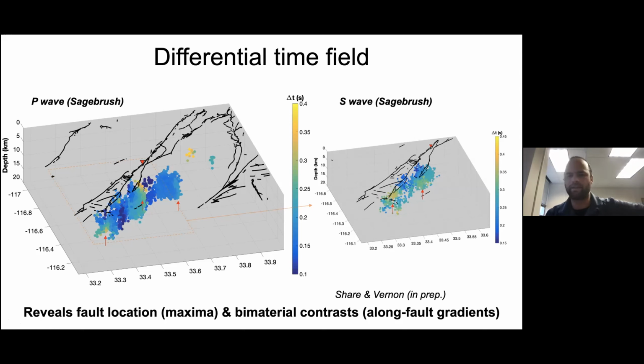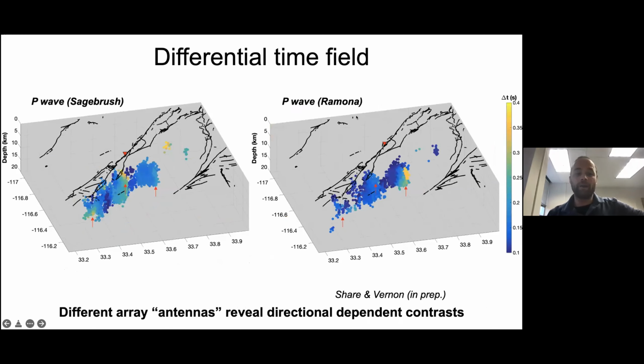What we know from various other studies is that we do have some gentle northeast dipping of the San Jacinto Fault zone proper as we go to greater and greater depths. And just comparing two different arrays, this is for Sagebrush, that's for the Ramona array, which is 10 kilometers towards the northwest, also along the San Jacinto Fault. Here we also see some of these phases, but you can see the peaks and the troughs within this differential time field are a little bit different.